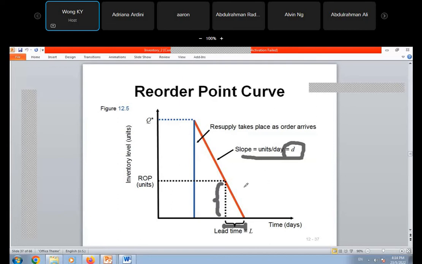Right? Y over X is the slope. So to get Y, just use the slope times the X. So D times L will give you the ROP value, which is the reorder point. So I hope that is clear.